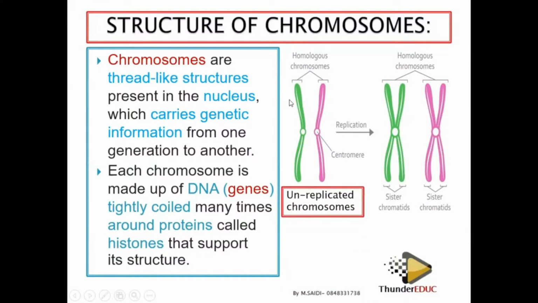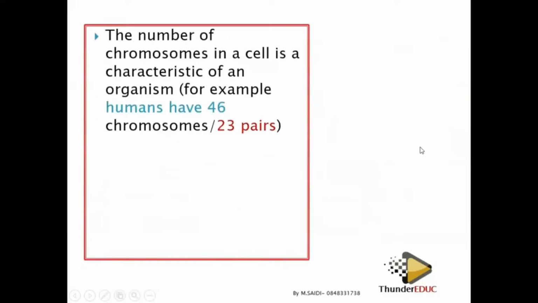So sometimes, as I say, this is called unreplicated chromosomes, and then we call these ones the replicated chromosomes. So each of these has two names: unreplicated chromosomes or single-stranded chromosomes, and then these ones double-stranded chromosomes or replicated chromosomes.